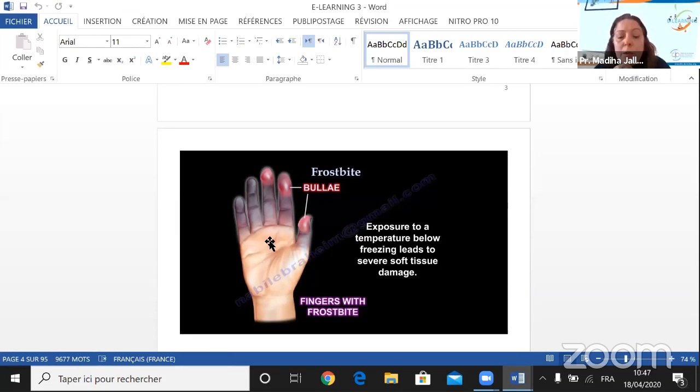So this tissue damage, you see there the bullae. Bullae is the plural of bulla. Bulla and bullae mean blisters or bubbles. And the hand can turn black because of this extreme cold and no access to heat, no access to warmth. And frostbite usually affects the nose, the fingers, and the toes.